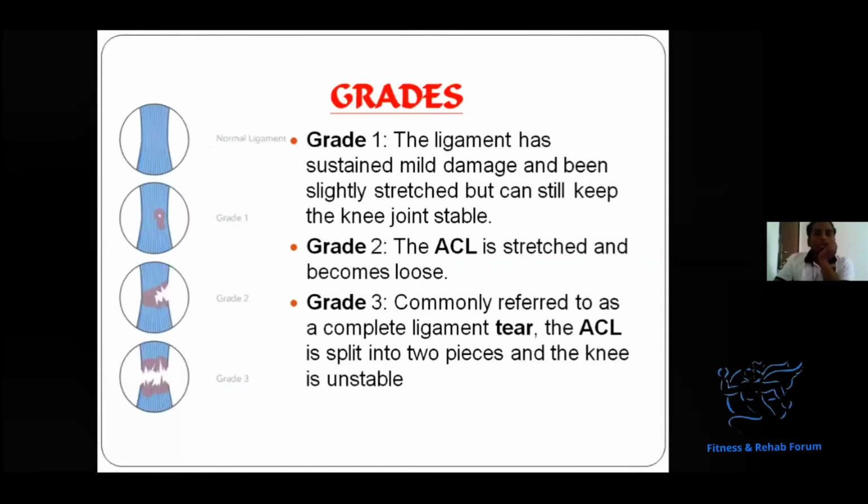Okay, so coming to the grades of the injuries. Grade one is just mild damage, where the ligament has been slightly stretched, and with proper rest it should be fine. The joint will be stable. When we do the test, it is going to be stable. And grade two is what we call the partial tear.